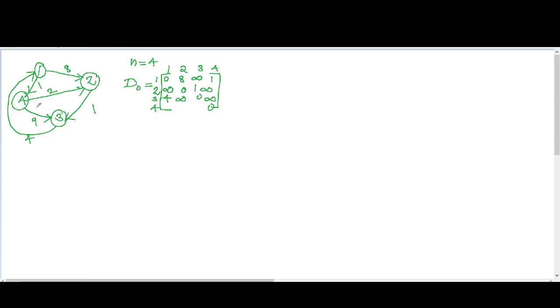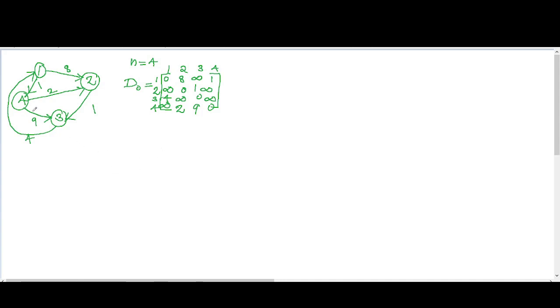From 4 to 1, there is no directed edge, so here the entry is infinity. And from 4 to 2, here you have 2. And from 4 to 3, here you have 9. So, this is our D naught, that means the initial distance matrix.